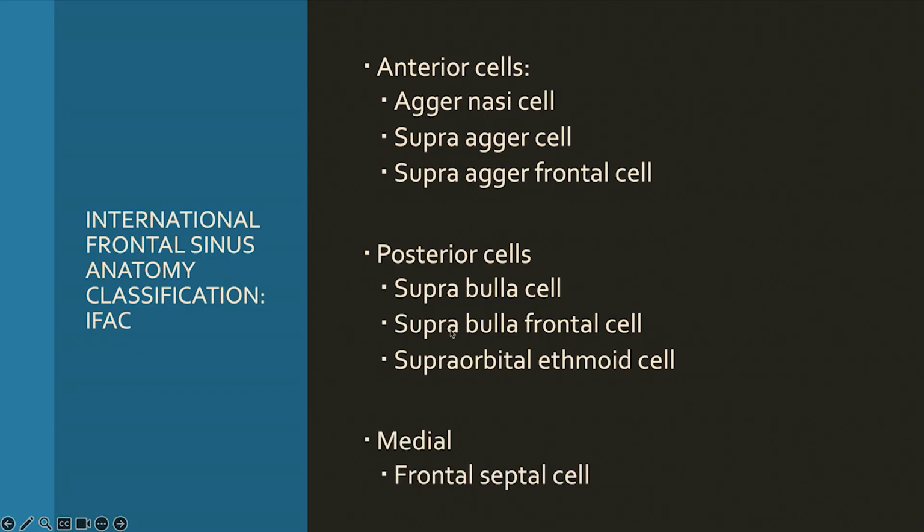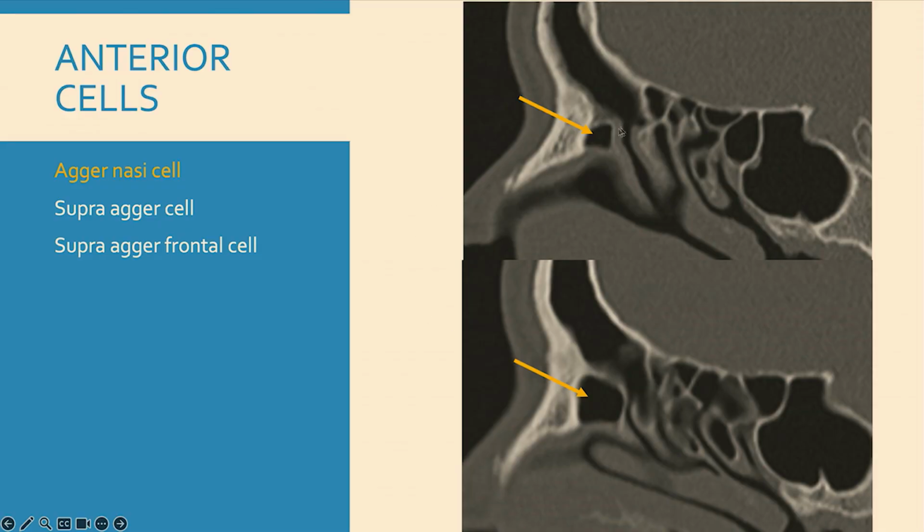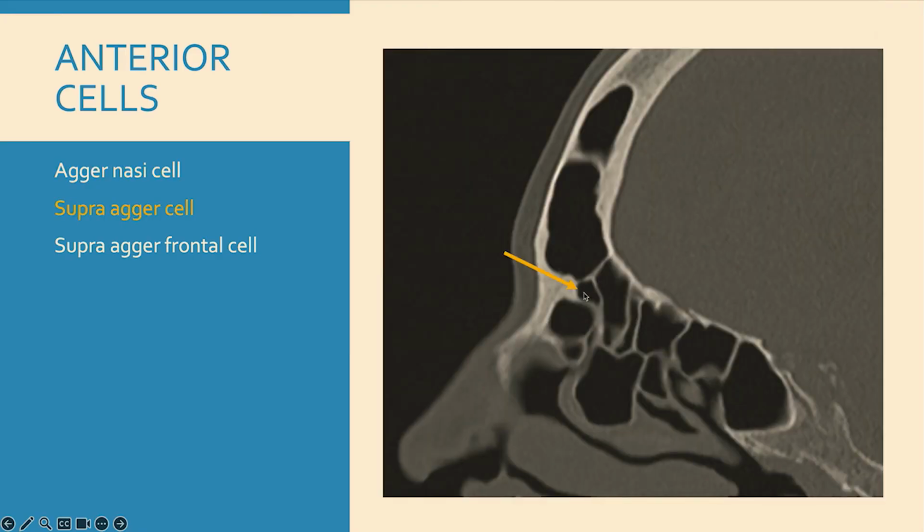So let me show you a couple of examples of this stuff. Here's a normal agar. Look how big that thing is. This could be just a little bit of mucosal thickening, and this can cause drainage problems. But I dictate large agar cells, okay? If you have a cell on top of agar, that's called a super agar cell. This bony protrusion here is called the frontal beak. If this cell goes above the frontal beak, now you have a super agar frontal cell.